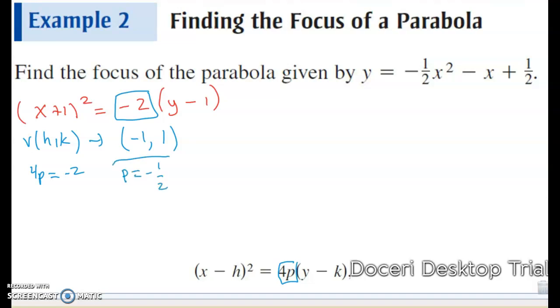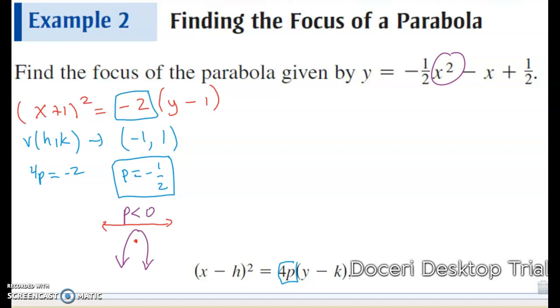So that means that the directrix and the focus are 1/2 unit away from the vertex. Another thing that we know here is that because p is negative and we're dealing with x squared, then it's going to open down. So if it's going to open down, then that means that the focus is going to be down here and the directrix is going to be up there.